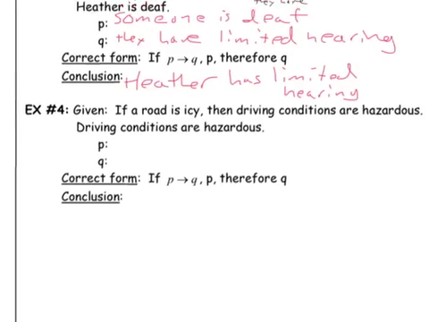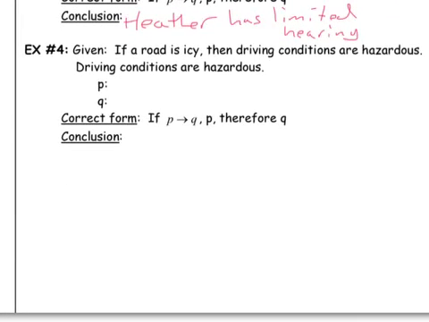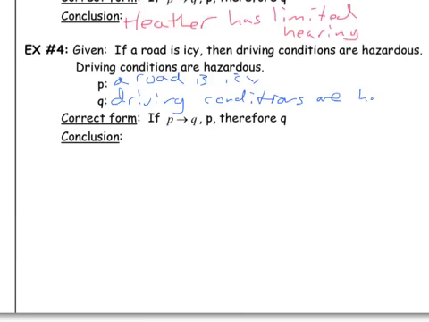Okay, let's do this next one together. This is one that I had the students do on their own in class, but we'll talk about it together. It says, if a road is icy, then driving conditions are hazardous. Okay, my hypothesis: road is icy. Conclusion: driving conditions are hazardous. Never mind the horrible handwriting there. Okay, so that's my general if-then statement.